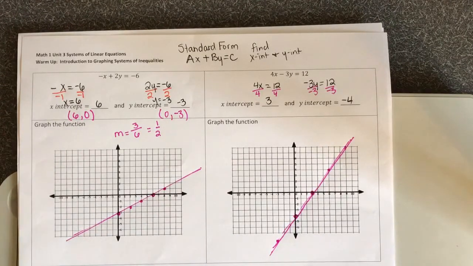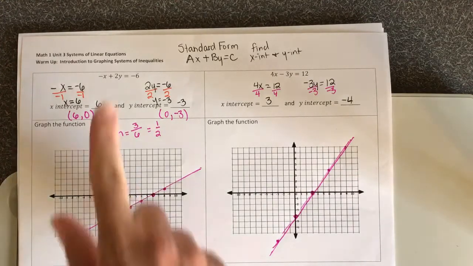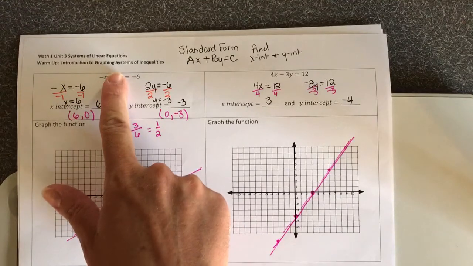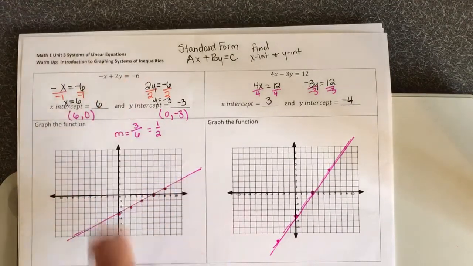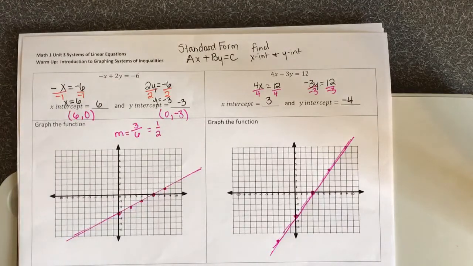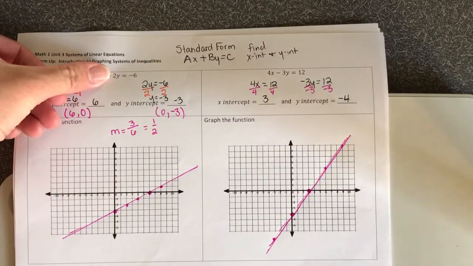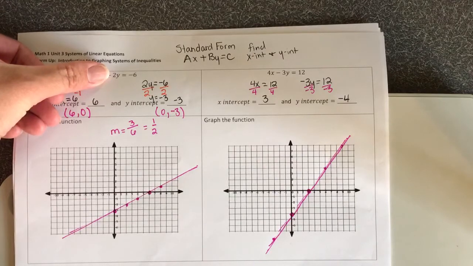So in the warm-up, we reviewed how to graph a line when it's written in standard form. Standard form allows us to easily find our x and y intercepts, and you can use what's called the cover-up method. To find the x-intercept, cover up the y term, set the x term equal to the constant, divide by -1, and your x-intercept is 6. To find the y-intercept, cover up the x term, set 2y equal to the constant. Y has a y-intercept of -3.